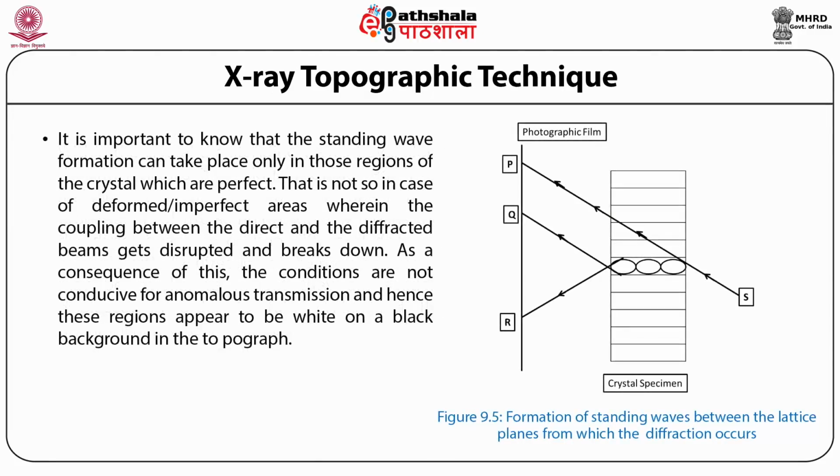It is important to know that the standing wave formation can take place only in those regions of the crystal which are perfect. That is not so in case of deformed or imperfect areas, wherein the coupling between the direct and the diffracted beams gets disrupted and breaks down. As a consequence of this, the conditions are not conducive for anomalous transmission, and hence these regions appear to be white on a black background in the photograph.